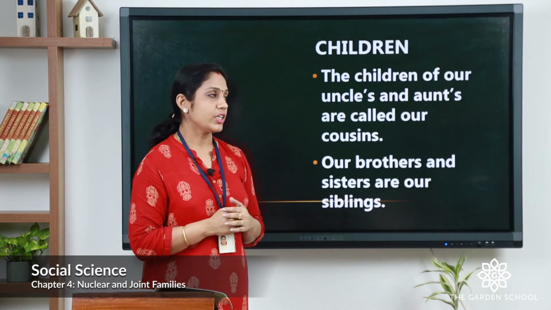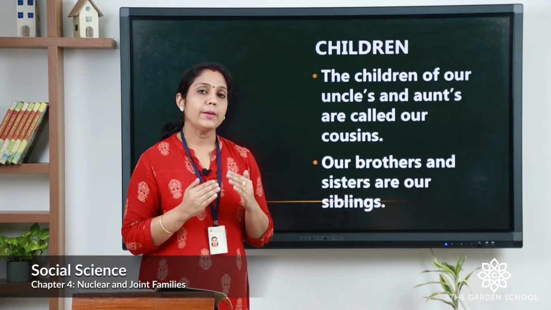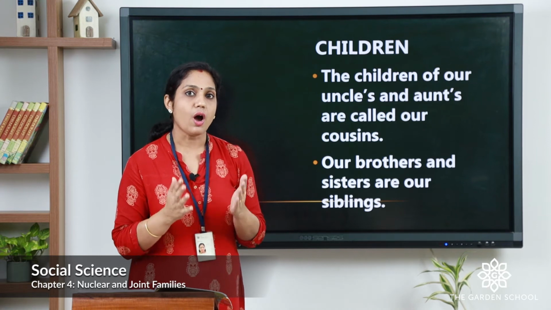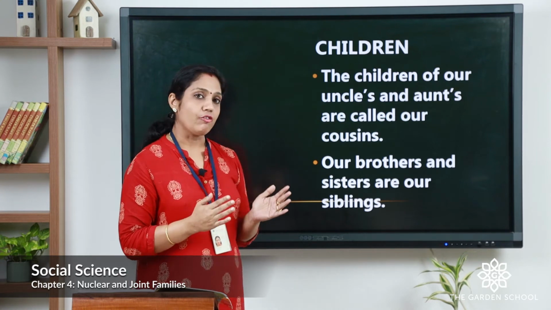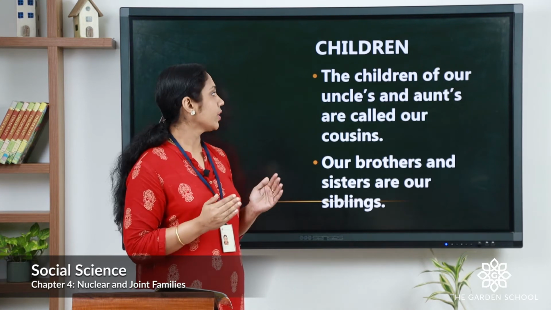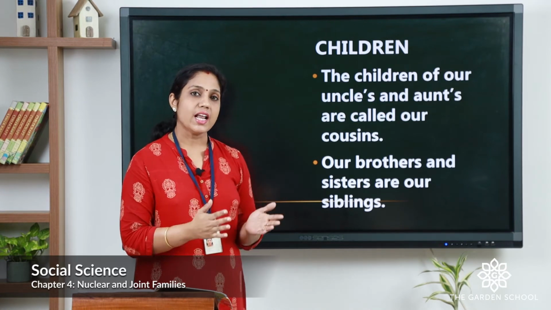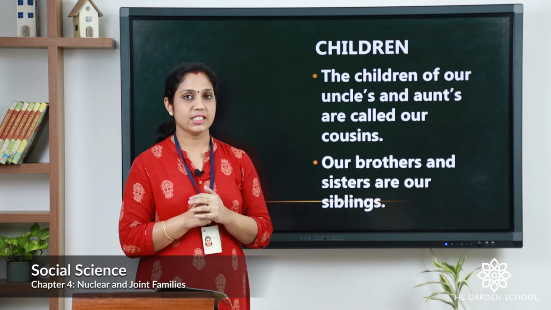Now let's learn the children. We learned that parent's brother is our uncle, parent's sister is our aunt. The children of our aunt and uncle are called our cousins. Our brothers and sisters are called our siblings.